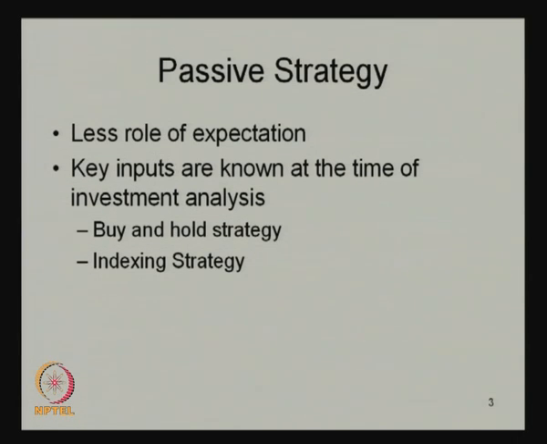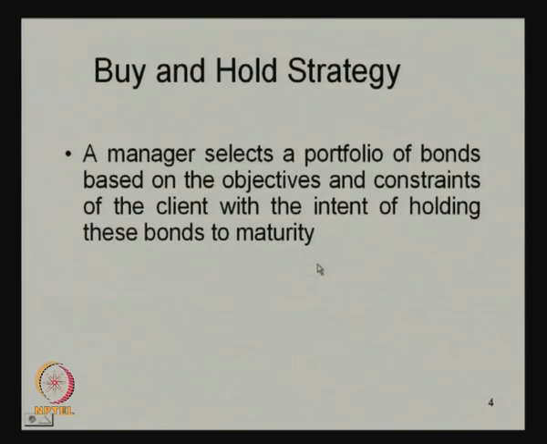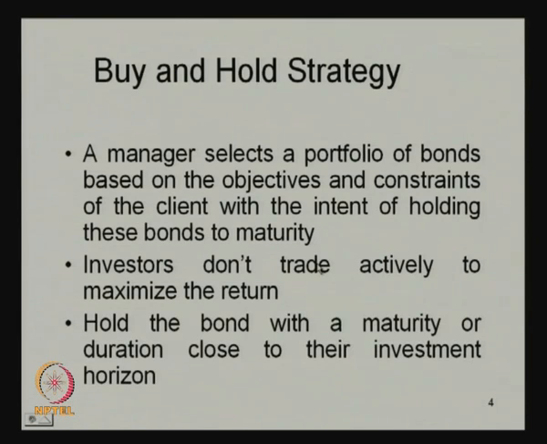So, here we have two types of strategy which come under the passive strategy of the bond portfolio. One is the buy and hold strategy, and the second one is the indexing strategy. These are the two major strategies used by the fund manager or the investor whenever they manage the bonds passively. So, what exactly this passive strategy means, or how it is defined within this passive strategy, the buy and hold strategy.